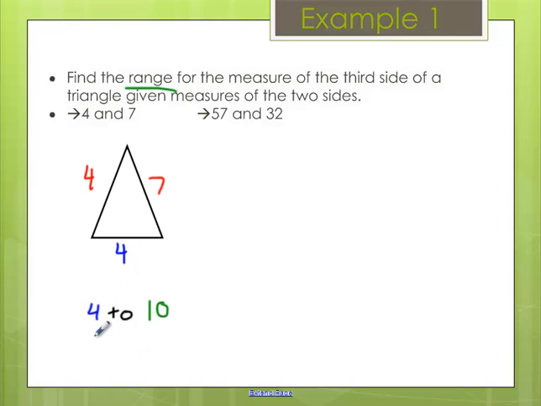Now we're only talking about whole numbers. I realize it could be 3.0001, but for the sake of this unit, we're only going to talk in whole numbers. And it could be 10.5 or 10.8, but let's deal with whole numbers and say it can't be 11 because 4 plus 7 equals 11. So go ahead, try the second one, and then check an answer with me.